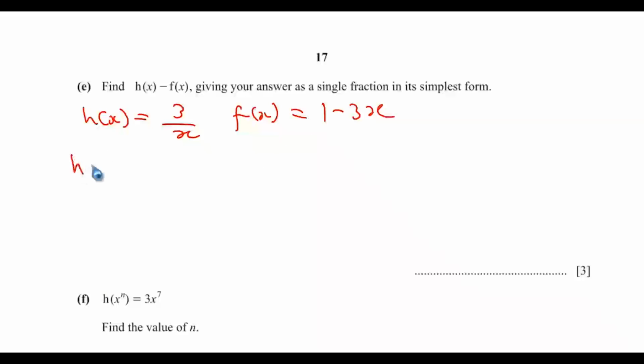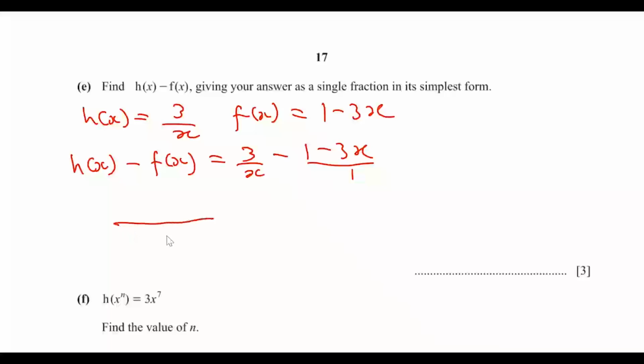So h of x subtract f of x will be equal to 3 over x minus 1 minus 3x. So we can say like over 1. So the LCM is x, so we can have x here. So x divided by x, we have 1. 1 times 3, you have 3, minus x divided by 1, we have x. So x multiplied by 1 minus 3x.